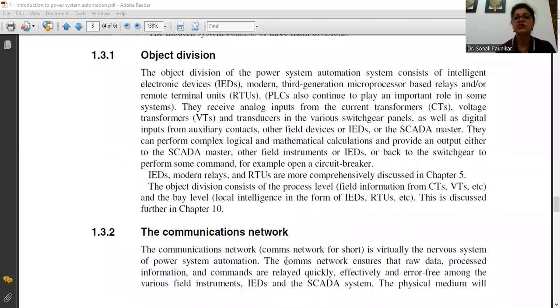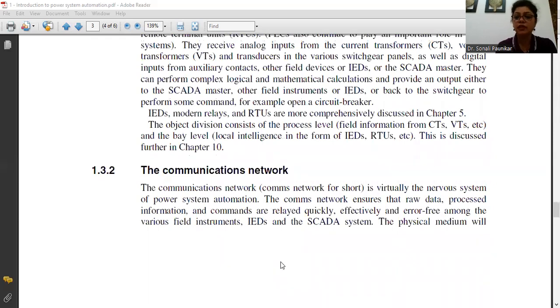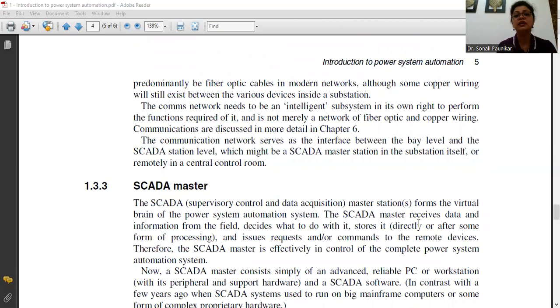Then next is the communication network. The communication network is virtually the nervous system of the power system automation. The communication network ensures that the raw data, processed information, and the commands are relayed quickly, effectively, and error-free among the various field instruments, the IEDs, and the SCADA system. The physical medium will predominantly be fiber optic cable. By using that system, we can use the communication network.